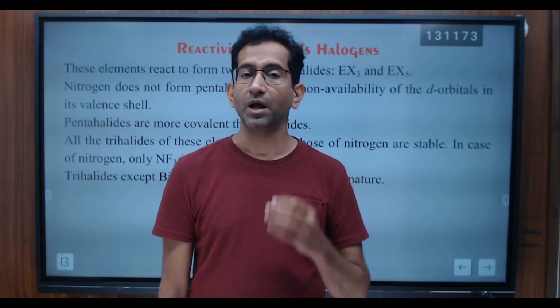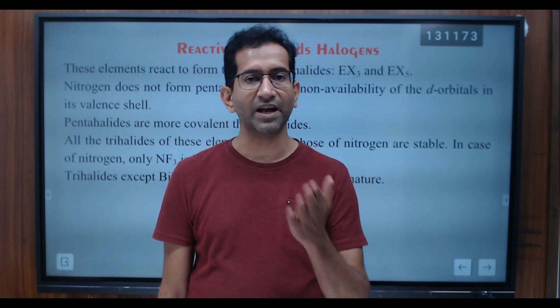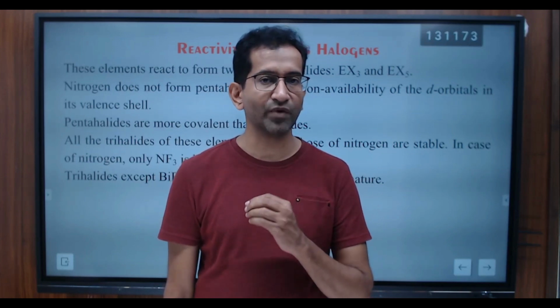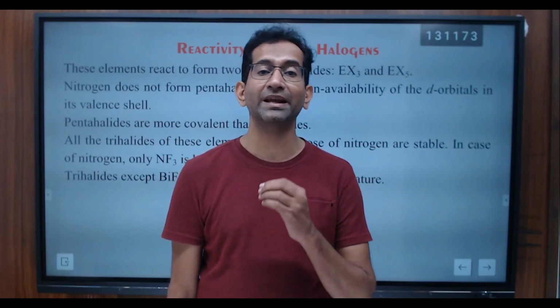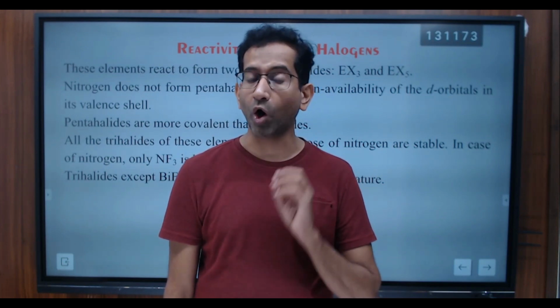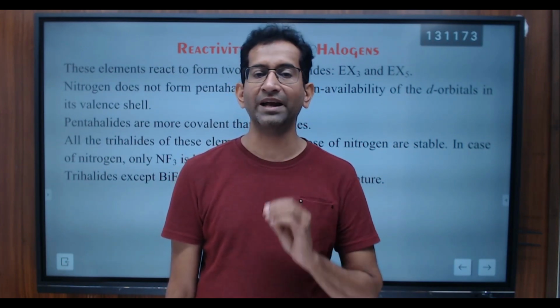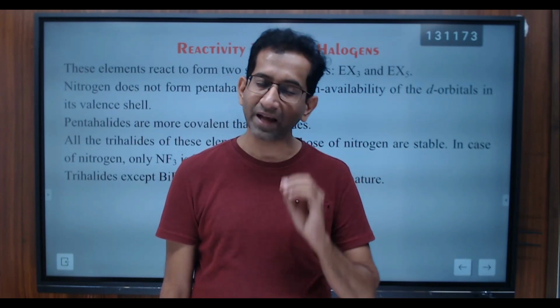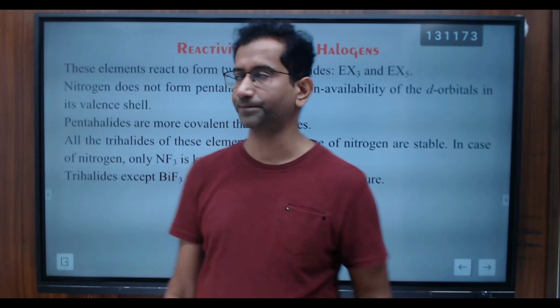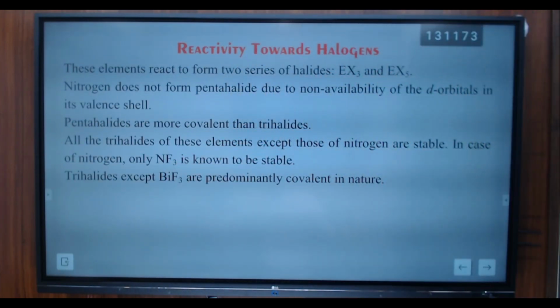Now think of bismuth. Bismuth has a +3 oxidation state as well as a +5 oxidation state, but the stability of the +5 oxidation state is very low as compared to +3, though it is observed to be stable with fluorine, and it can form BiF5. BiF3 is also stable and possible. These elements react to form 2 series of halides, EX3 and EX5. Nitrogen does not form pentahalide due to non-availability of d orbitals in its valence shell. Pentahalides are more covalent than trihalides. All the trihalides of these elements except those of nitrogen are stable.